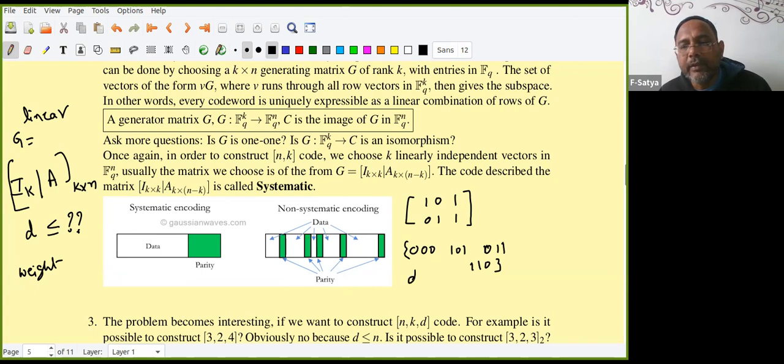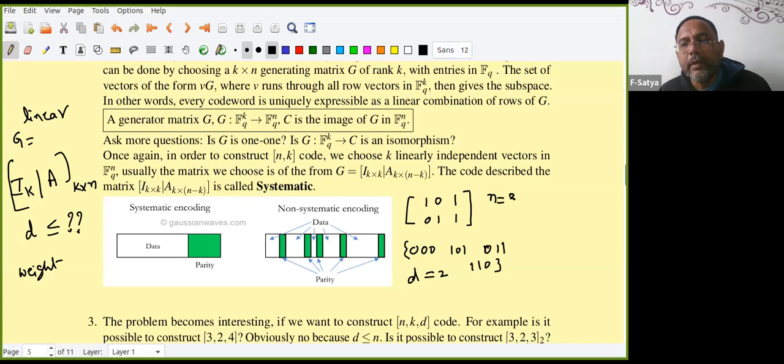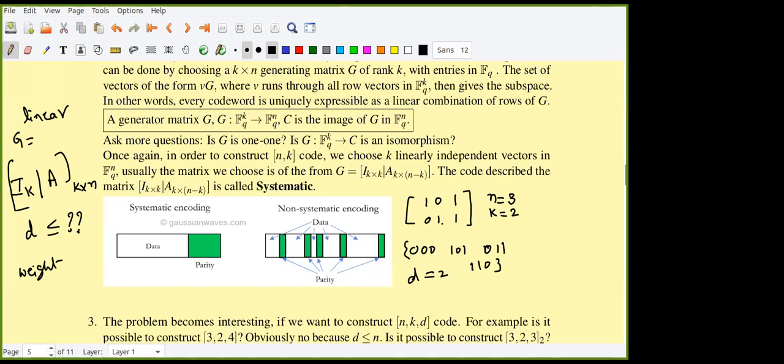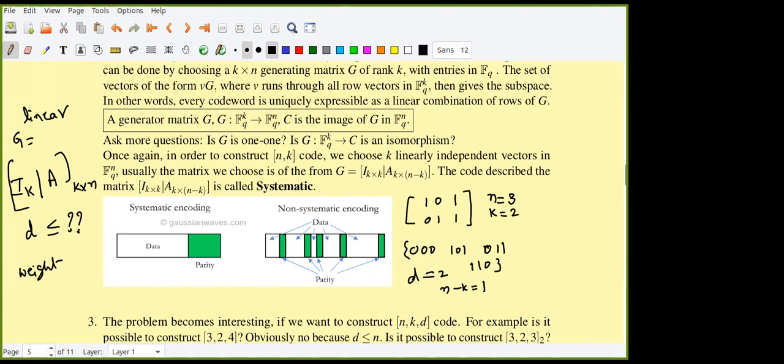Can you tell me what is the distance of this code? All are even. Distance equal to 2. Now what is the n value here? n equal to 3. What is the k value here? k value is 2 because there are 2 independent vectors, the number of rows in the generator matrix. What is n minus k? 1. But distance is 2.